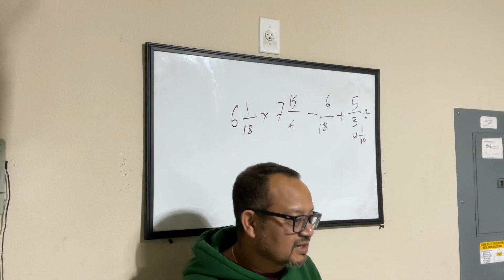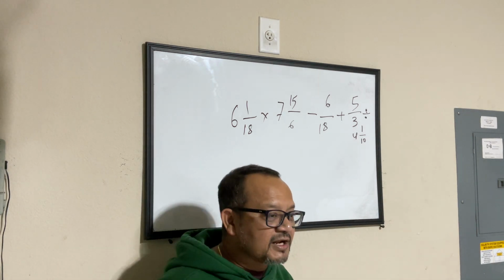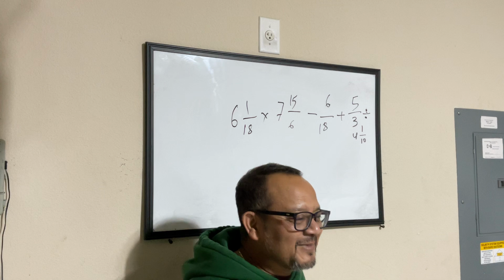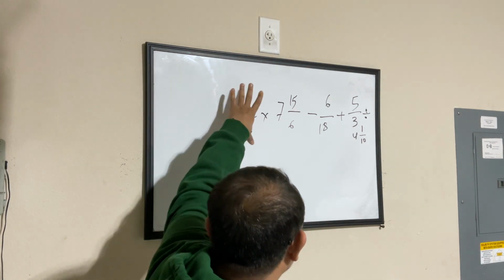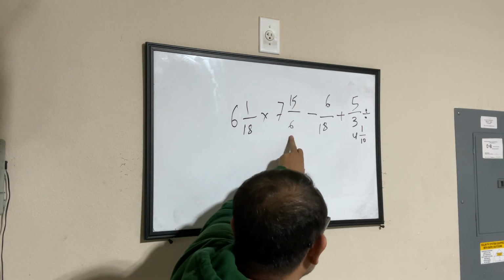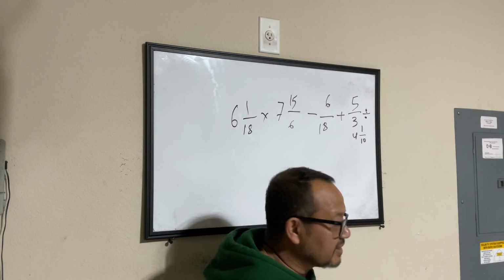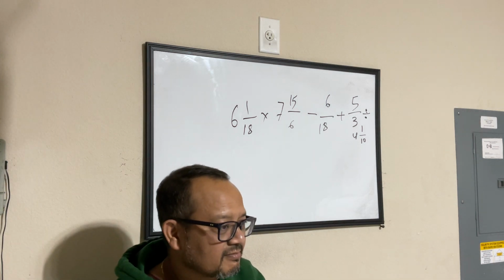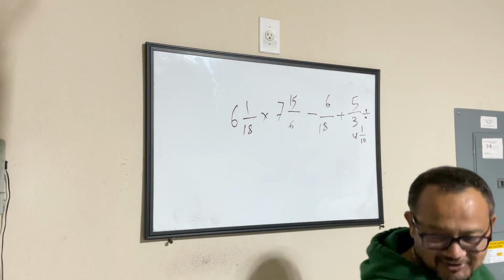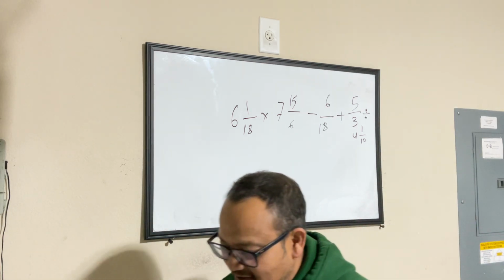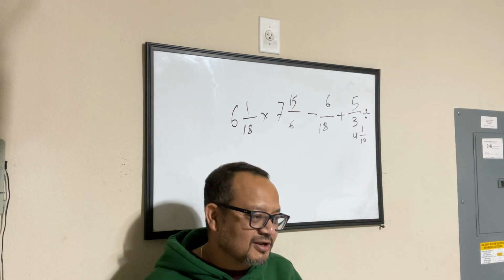Everybody could see the question, right? I'm just reading it one last time for you guys, and then I'll go take a nap, wake up after 15 minutes and see who has solved it. Okay, so 6 1 by 18 times 7 15 by 6 minus 6 by 18 plus 5 by 3 divided by 4 1 by 10. Alright, see you guys after 10 minutes. No, you don't have 10 minutes, okay? 5 minutes. I was just putting some poor or dad jokes across.